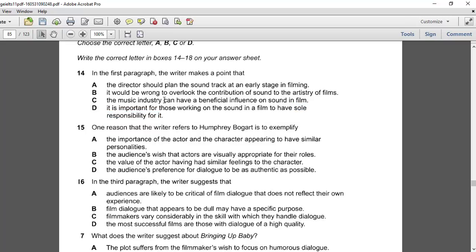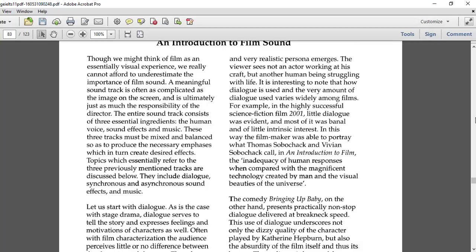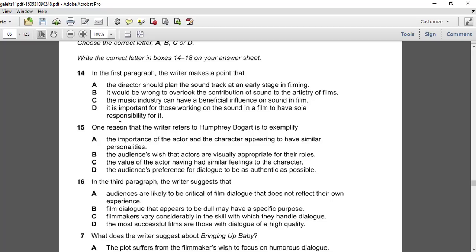It would be wrong to overlook the contribution. Why choose overlook the contribution? There were keywords in the passage that tell you this is the answer. To underestimate. What is to underestimate? Overlook the importance, which is the contribution of film sound. So underestimate means to overlook, and importance means contribution of film sound. So the answer is definitely number B. Okay.